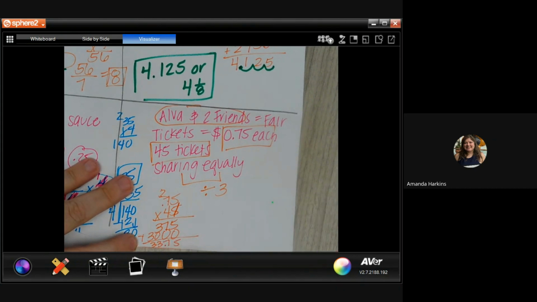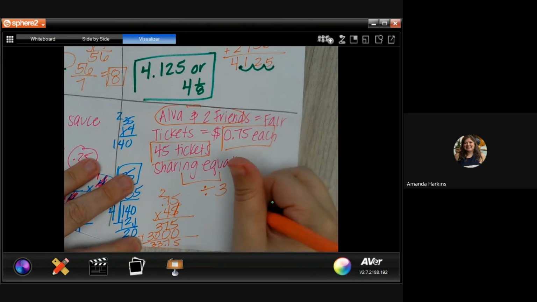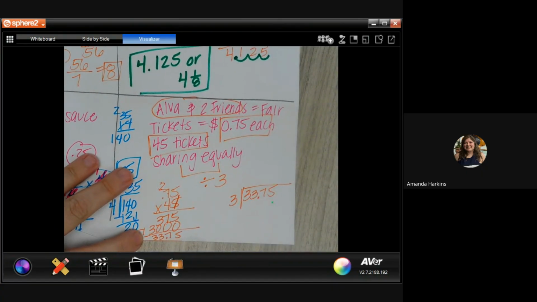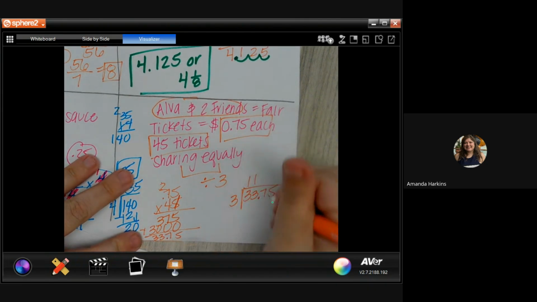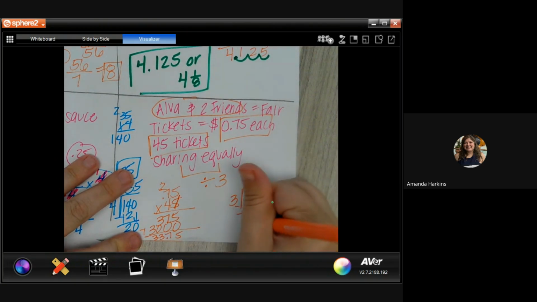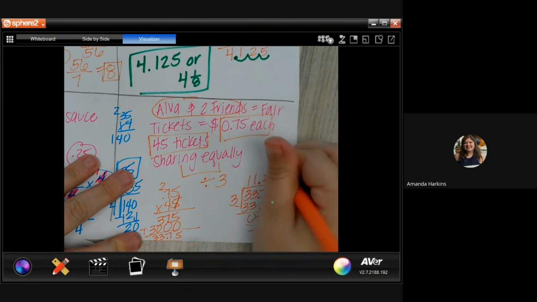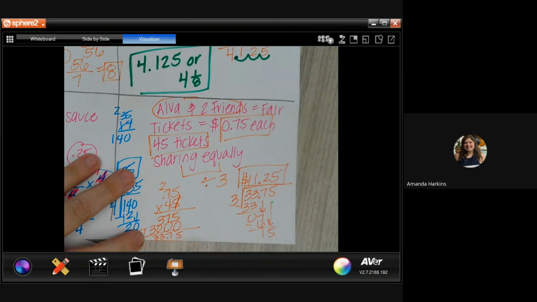Okay, so it cost her $33.75 to pay for it, but they all split it up. So now we have to divide by 3 for that. So 3 goes into 33 11 times. Subtract, that's 0, bring down my 7. 3 goes into 7 twice. That makes 6. Subtract, that's 1, bring down my 5. 3 goes into 15 5 times. So each friend gave her $11.25.